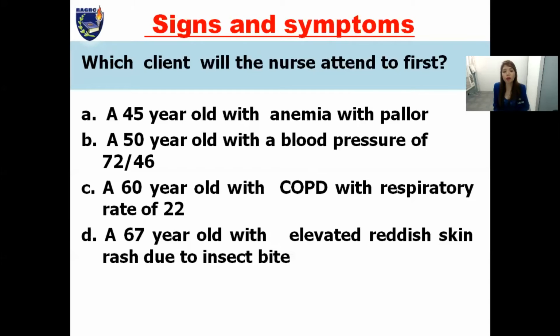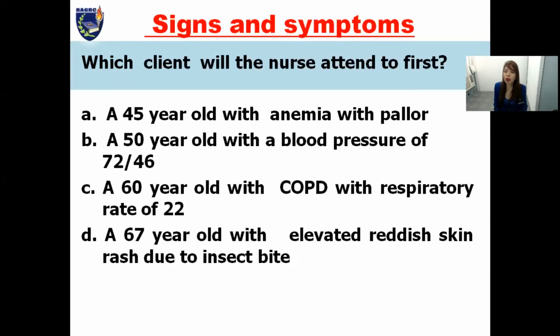might be an answer. Letter C, a 60-year-old with COPD with a respiratory rate of 22. Well, the client is 60 years old with chronic obstructive pulmonary disease. Remember this: when you are caught between acute and chronic, you have to prioritize the acute, because acute will always be unstable. Since that is chronic, we can eliminate letter C. And letter D, a 67-year-old with elevated red skin rash due to insect bite. Whenever you have an insect bite, it is expected that you might present an elevation or a skin rash.